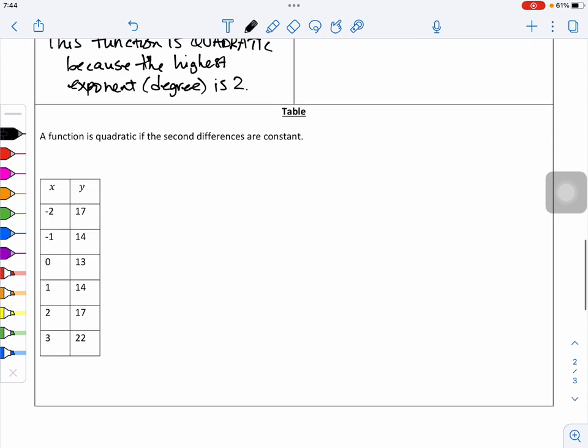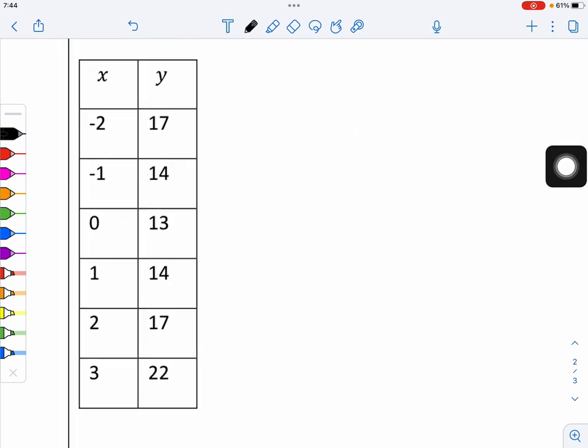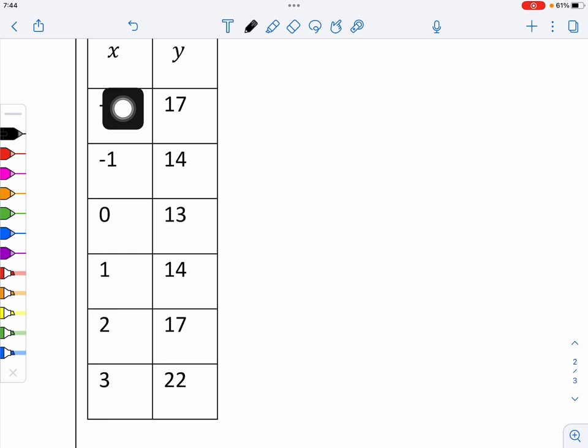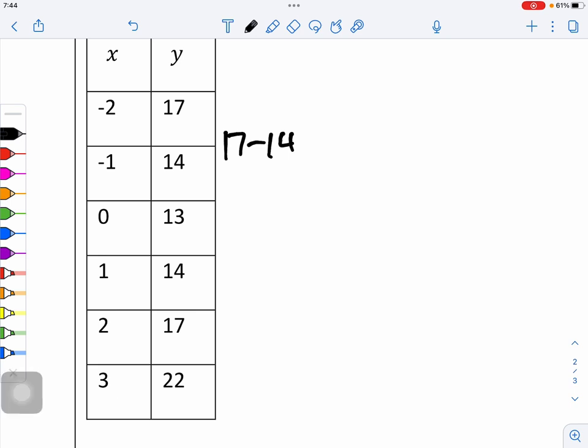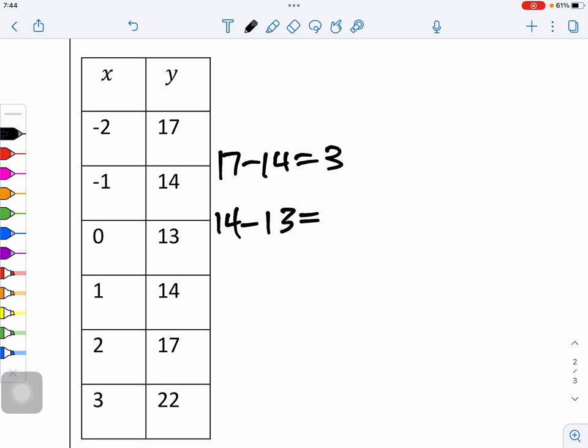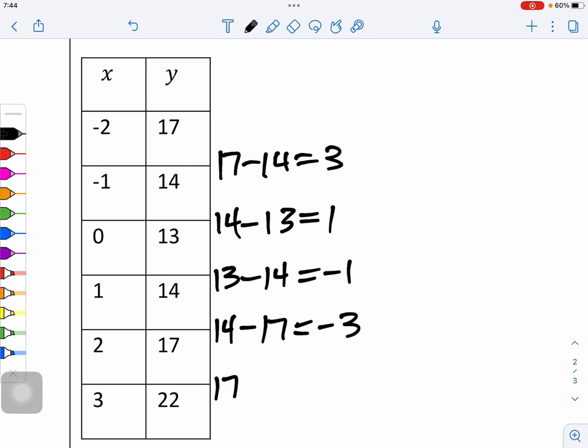And then finally, if I'm looking at a table, this time I'll take the differences, but I'm going to have to do it twice to notice that they're constant. So again, x values are all in order, -2, -1, 0, 1, 2, 3. And we'll do our differences. 17 minus 14 is 3. 14 minus 13 is 1. 13 minus 14 is -1. 14 minus 17 is -3. And 17 minus 22 is -5. So the first differences are not constant.